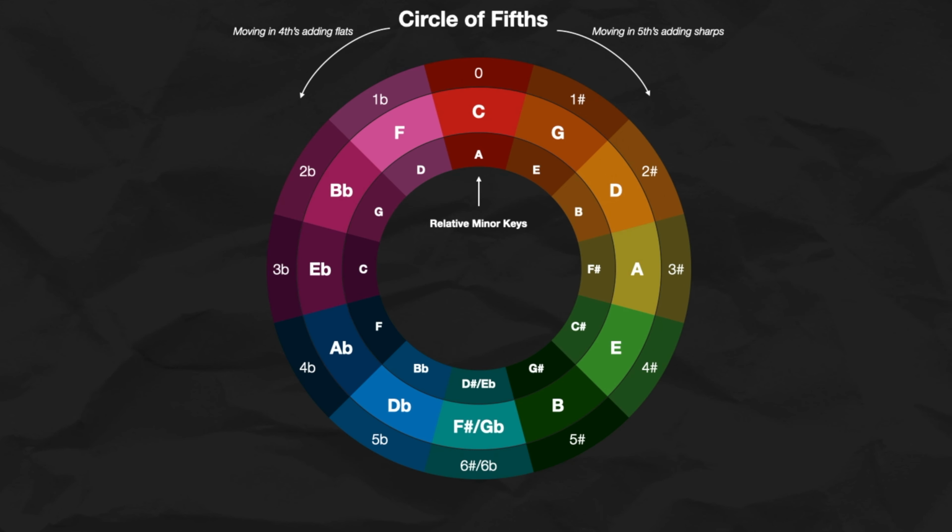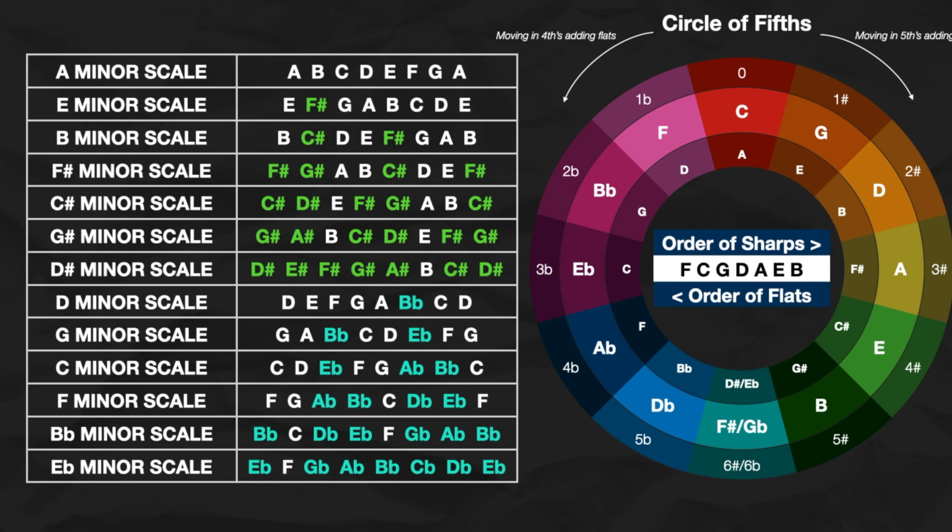The inner ring of the circle is going to show you your relative minor keys. Now, a relative minor key is just simply telling you which keys share the same notes as that relative major key. In this example, as we can see in our circle, both the key of C major and A minor, which is in the inner circle, share the same notes. Let's take a look. As you can see, the A minor scale has 0 sharps and 0 flats. And here's what A minor sounds like.